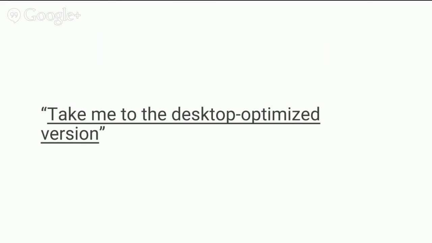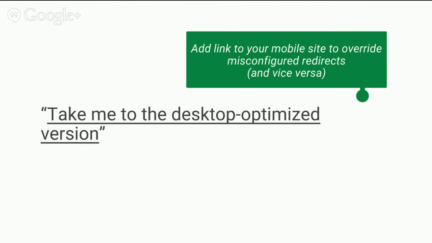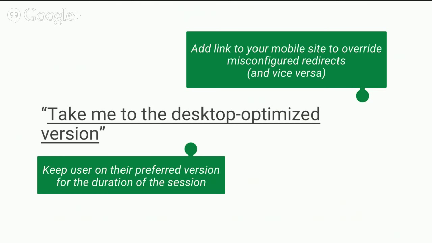The other thing to do is, if you have two versions of your website, give the user the option to go to the desktop version of your website. Add a link to the footer of your pages to give them the opportunity to do that, particularly if you aren't confident about your redirects or your canonicals. And then give them also the option to go to the mobile version of your page if you have that on your desktop.